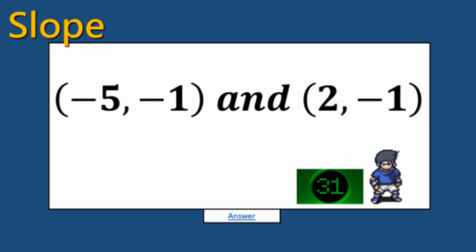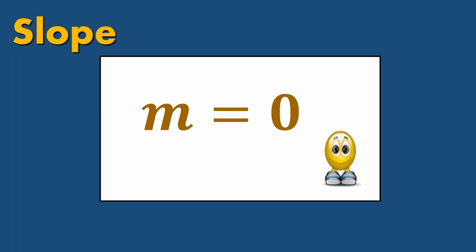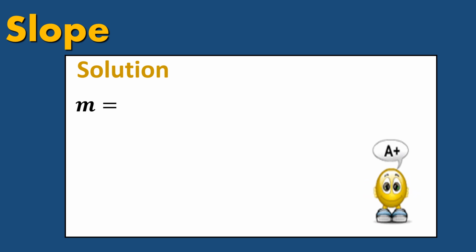Our next given is (-5, -1) and (2, -1). The answer is 0. Here's the solution to the given.